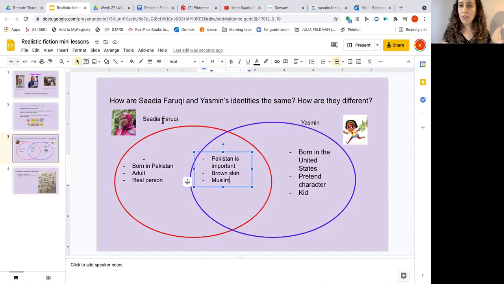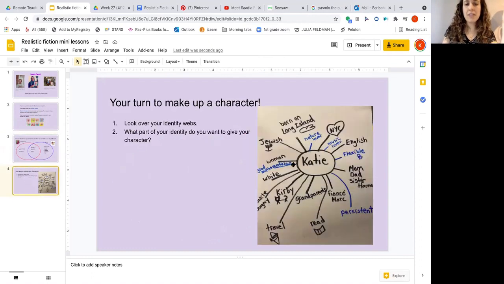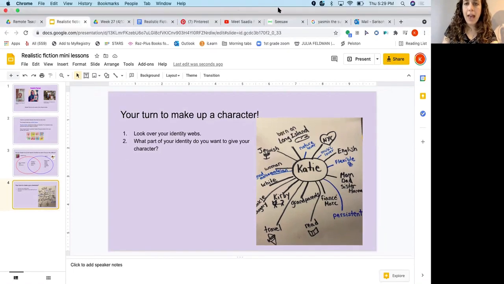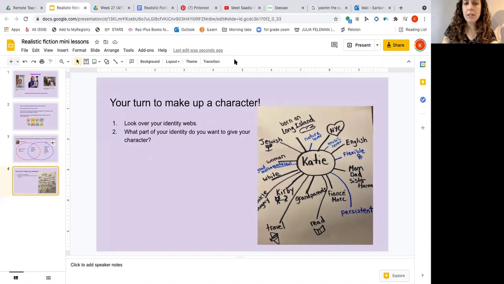So when you go off to write, you're going to write realistic fiction. You're going to be making up your own characters too. And you're going to think, what parts of my identity do I want to give to my character? We started doing some of this yesterday. You looked over your identity webs and you thought, which pieces of your identity do you want to give to your characters? And if you remember, I looked at my web and I thought, what's most important to me?